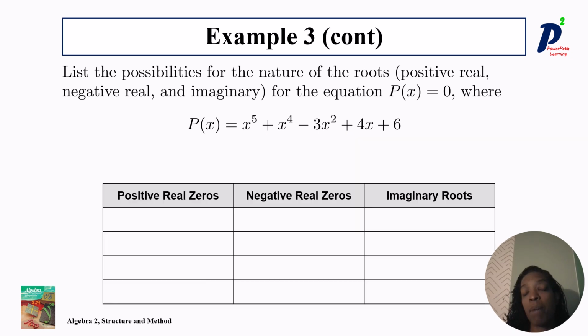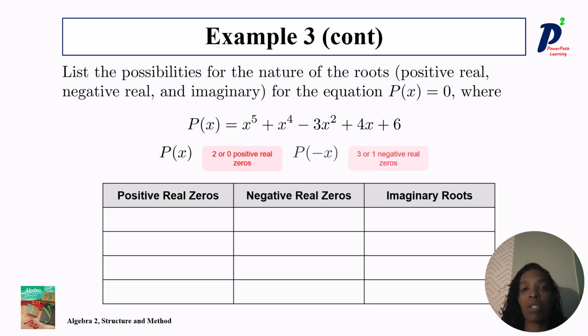So now we need to think about the possibilities. Based on our work with p of x, we have either 2 or 0 positive real zeros, and p of negative x told us 3 or 1 negative real zeros. So we're going to add those possibilities to the table. It can be 2 and 3, 2 and 1, 0 and 3, and 0 and 1.